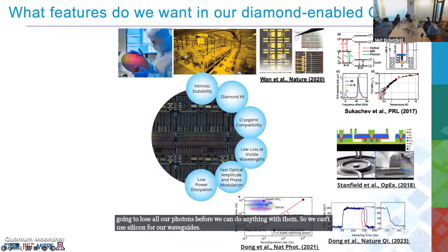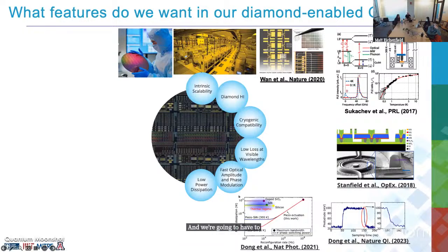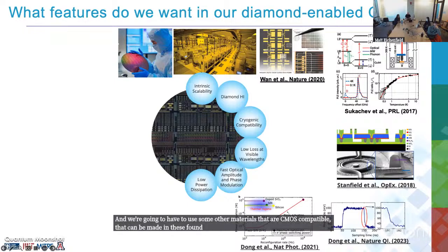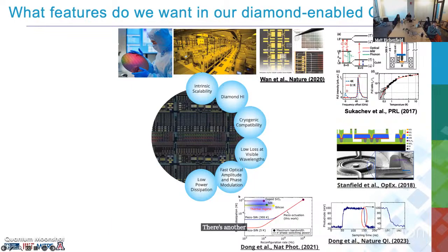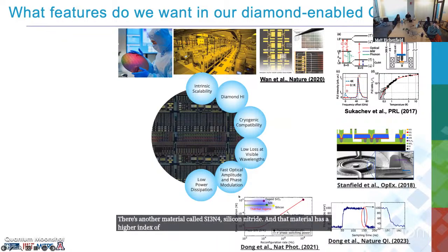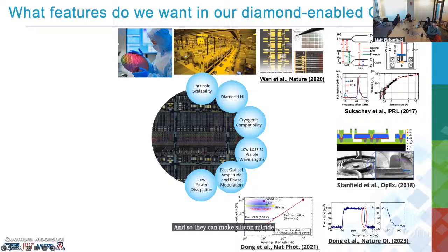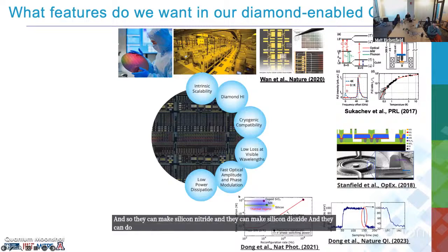We're going to have to use some other materials that are CMOS compatible, that can be made in these foundries. Now, you already saw in the video that they can make SiO2. That was actually one of the materials they highlighted. There's another material called Si3N4, silicon nitride, and that material has a higher index of refraction than SiO2 and can also be made in these foundries. Not just can be, it is made. It's part of semiconductor manufacturing at large. And so they can make silicon nitride and silicon dioxide and do all this cool patterning we just talked about.